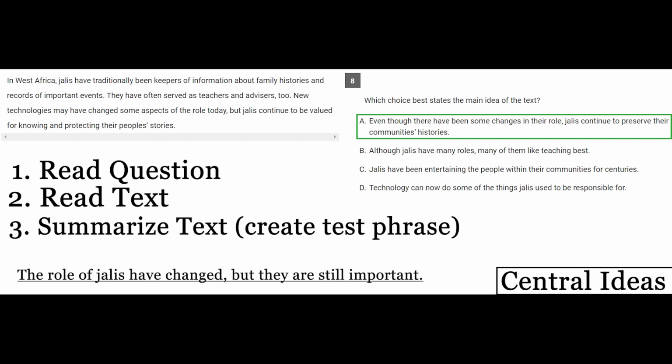Choice B says although Jalis have many roles, many of them like teaching best. While this could be true, it doesn't state it in the text and it doesn't represent the main idea. That one is too specific and can't be backed by the text. Choice C says Jalis have been entertaining the people within their communities for centuries. This could also be true, but that's just one statement about Jalis and is also too specific to be the main idea. Choice D says technology can do some things Jalis used to be responsible for, which again is a random detail that doesn't encompass the whole text.